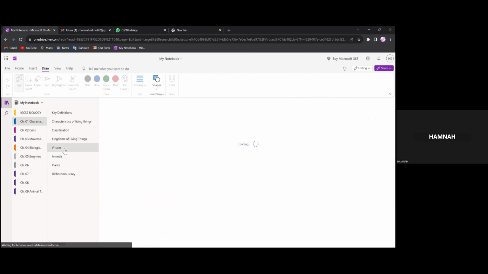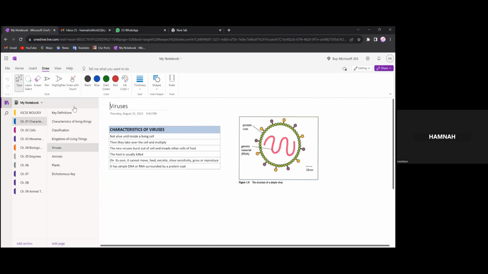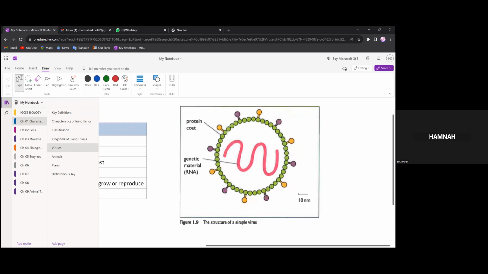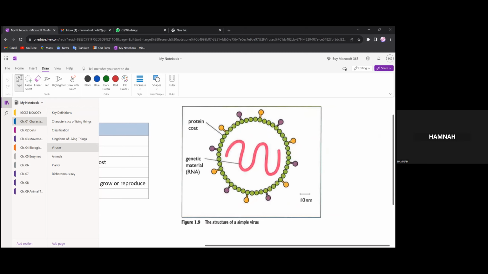Now coming to viruses. If you see this diagram, this is the easiest diagram of a virus. It's not complicated at all. There are other diagrams of viruses, but this is the simplest one. It has only two of the main things that are in every single virus: a protein coat and genetic material. Are you familiar with this diagram? Yeah. So if you're ever asked what this diagram is, you just say it's a virus.